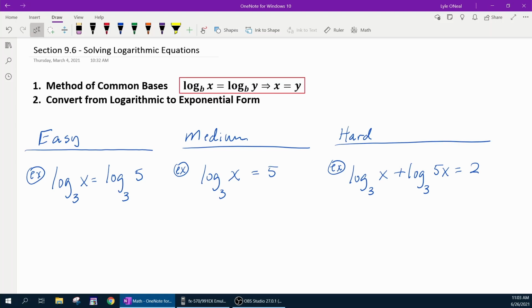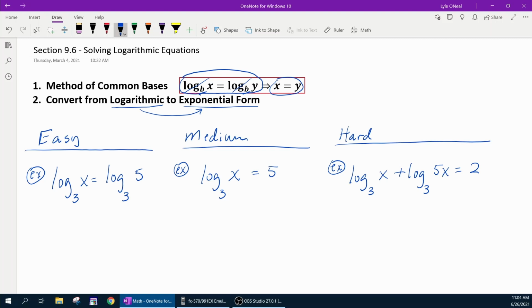First, the method of common bases. And if you watched the previous lesson on solving exponential equations, you're going to notice that these techniques are similar. For the method of common bases, it basically says if you have an equation where you have log base b of x equals log base b of y, as long as those bases are the same, then the logs are going to cancel and x would have to equal y. The other technique we're going to look at is converting from logarithmic to exponential form.